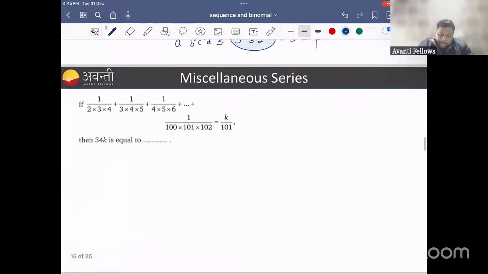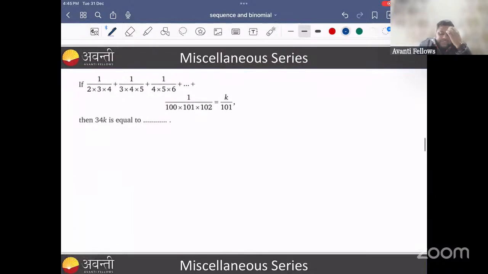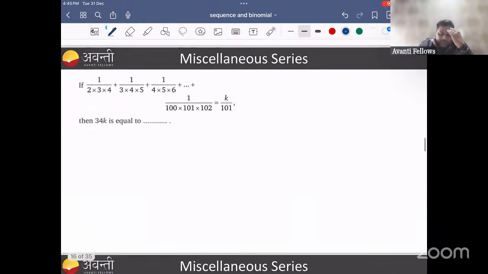Now we'll do some miscellaneous kind of series, like the series you see in front of you. This is 1 upon 2, 3, 4 plus 1 upon 3, 4, 5 plus 1 upon 4, 5, 6 and so on up to 1 upon 100, 101 and 102. This is k upon 101. Then 34k is equal to? Got it? Give it a try for a moment or let's start it.